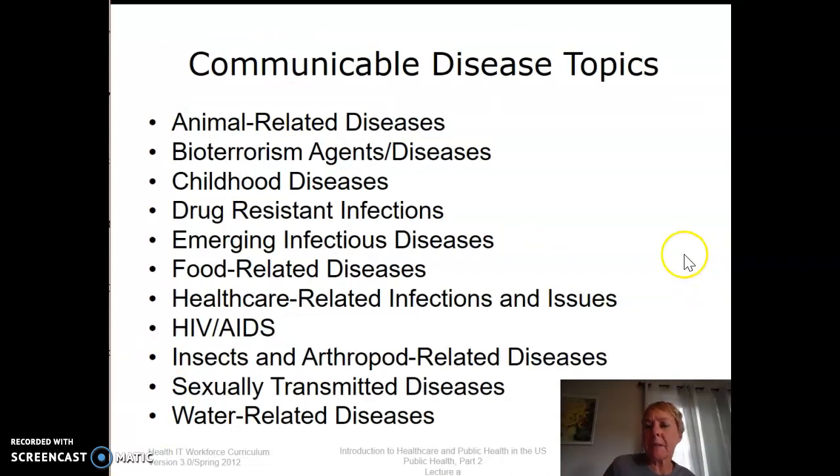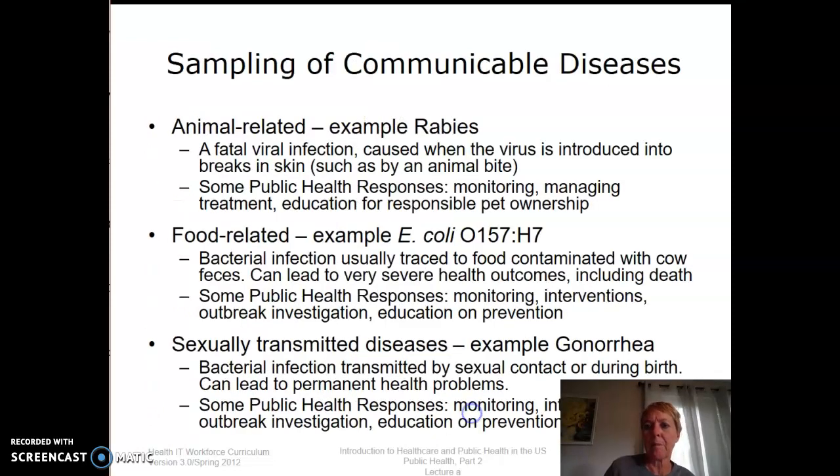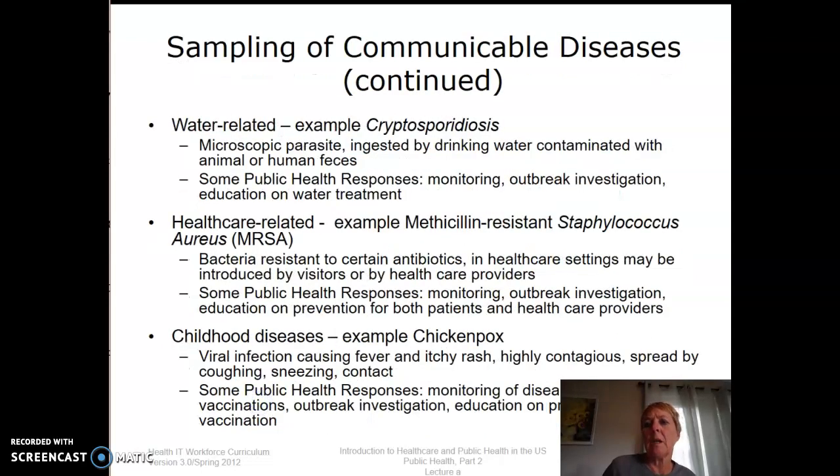Communicable disease topics, some that you may not know of: animal-related diseases, bioterrorism, childhood, drug-resistant infections, new and emerging infectious diseases, food-related, HIV, healthcare-related, insect-borne diseases, sexually transmitted, and water-related. Sampling, animal-related, example is rabies, which we've all heard of. Food-related would be, for example, E. coli outbreaks. Sexually transmitted diseases, gonorrhea. Big one now is HPV.